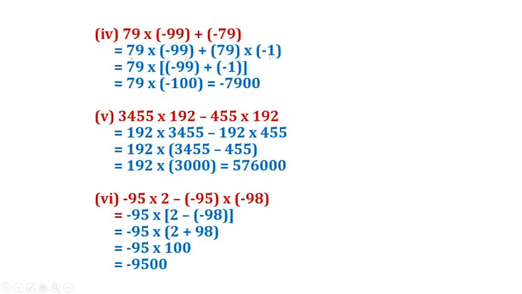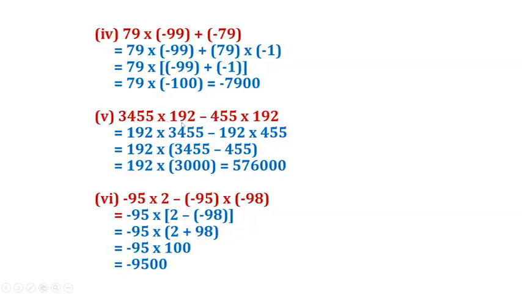Observe, this is again converted into a into b plus a into c form, which is the distributive property of multiplication over addition. So here this is a, this is b, this is a again, this is c. Next, a into b plus c form you can write. So a is 79, b plus c is minus 99 plus minus 1, which is minus 100. So multiplying this you will get minus 7,900.